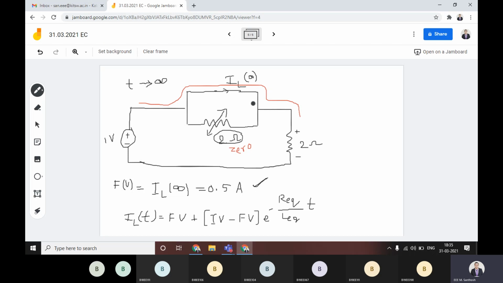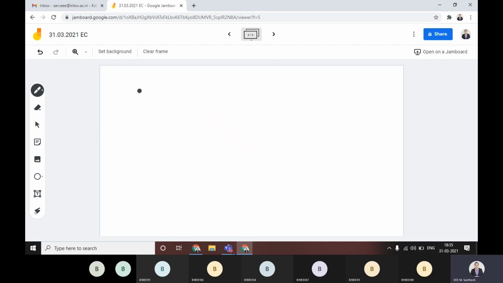You're doing or not? You just substitute to get the value of IL of t. Of 1 minus e power minus value, very good. 0.5 final value plus initial value is 0, then again minus final value is 0.5, right?